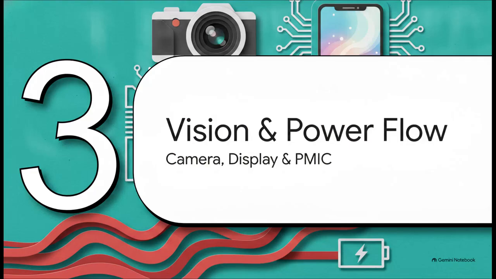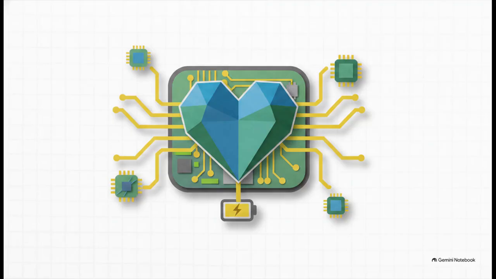Next up, Section 3, the vision and power operation flow. Let's look at Module 4, the PMIC, or Power Management Integrated Circuit. Now, we jump up to a 3-star difficulty here, and for very good reason. If the SoC is the brain, the PMIC is absolutely the heart of the smartphone.